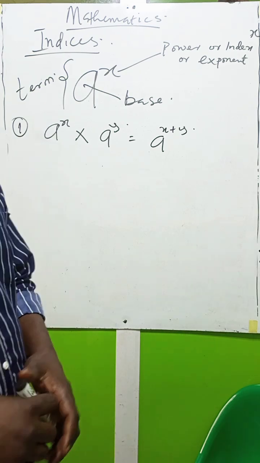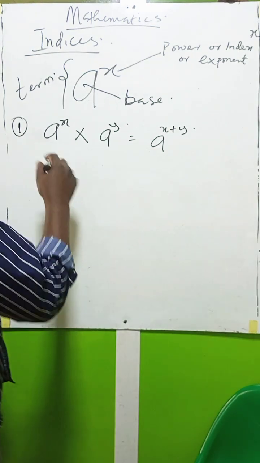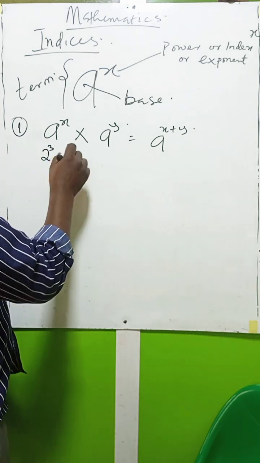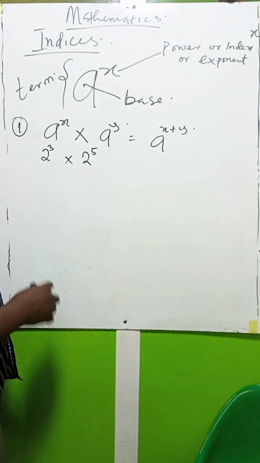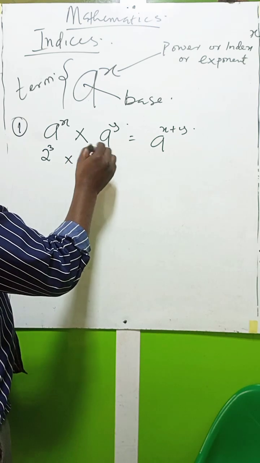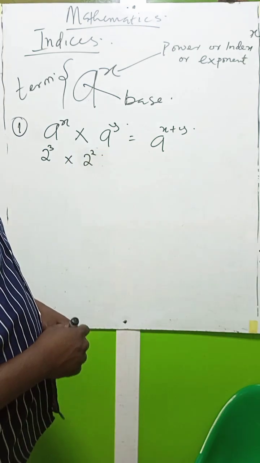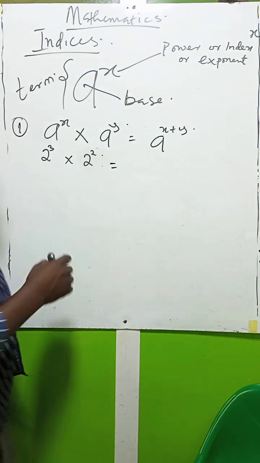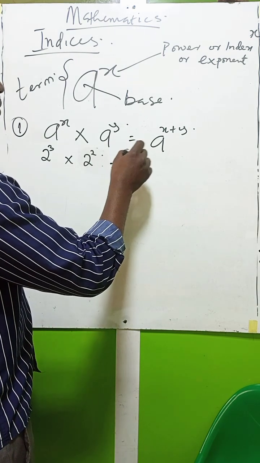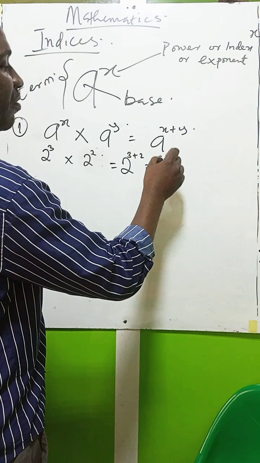Now, let's see an example under this. Assuming we have 2 raised power 3 times 2 raised power 2. The law states that take a 2, then add the power 3 plus 2, which is 2 raised power 5.